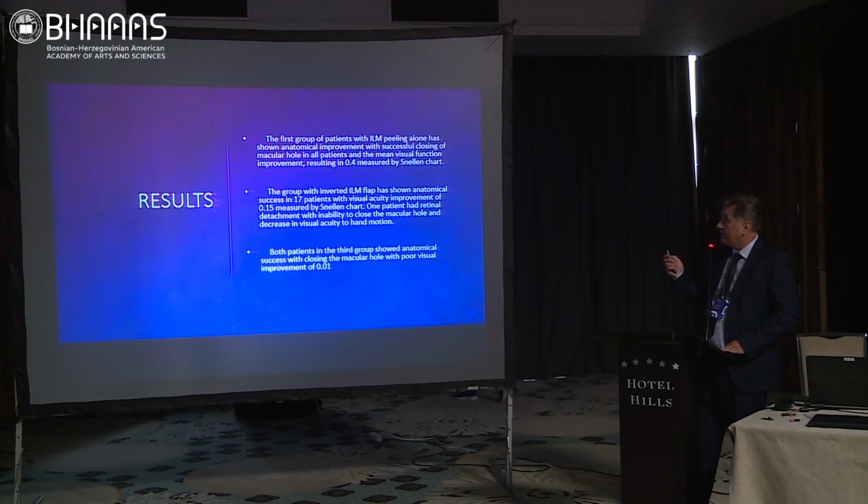Okay. Results. In the first group of patients, we have complete anatomical and functional success, with 0.4 improvement measured by Snellen chart. In the second group, we have anatomical success in 17 patients. One patient had retinal detachment with inability to close the macular hole and decrease in visual acuity to hand motion. Both patients in the third group showed anatomical success with closing of the macular hole but very poor improvement in visual acuity.